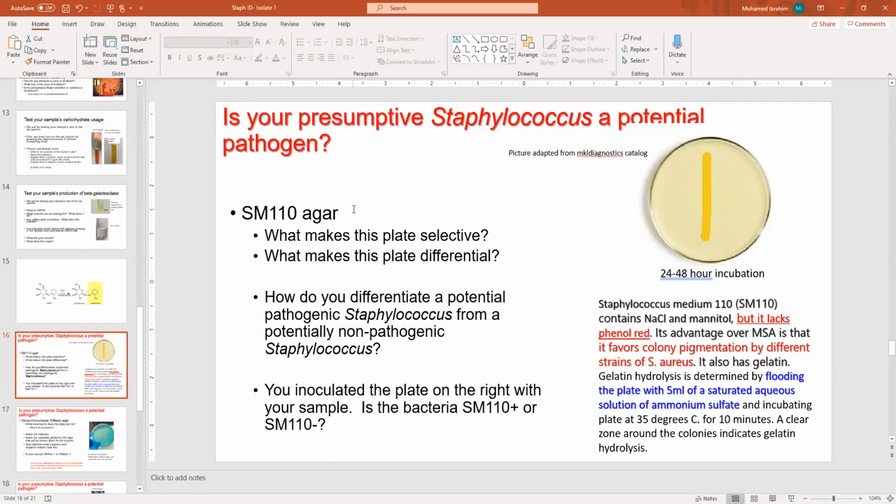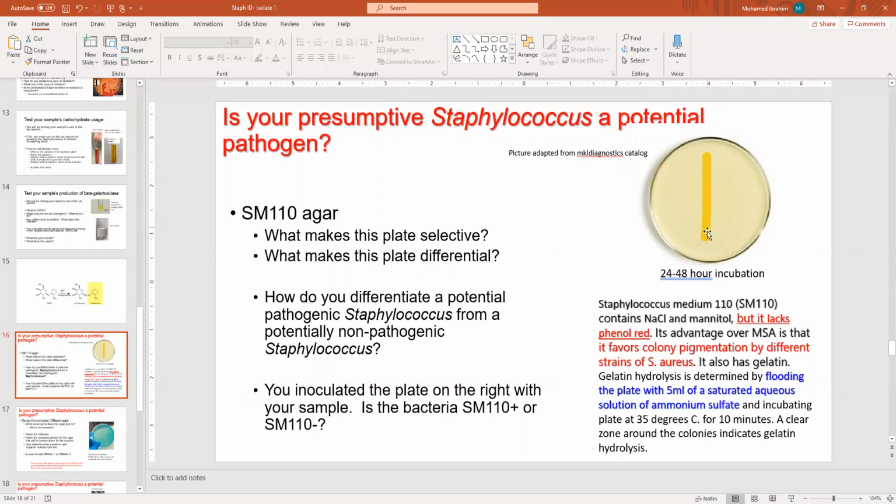The other thing is that this media also has gelatin. And the ability of the bacteria to hydrolyze gelatin, as you know, it's a protein. Some bacteria produce enzymes that can degrade gelatin. So the SM110 can also tell you if your organism can degrade gelatin or not, basically by flooding, after you allow the bacteria to grow and you look for the pigmentation.